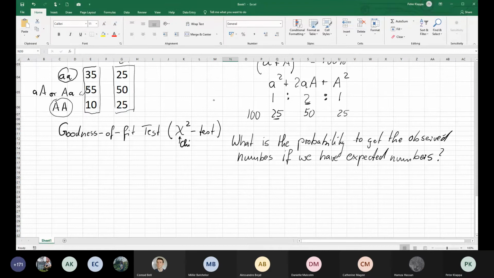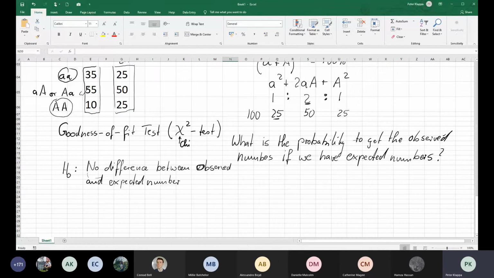First of all, we set up a null hypothesis. The null hypothesis in this case says there is no difference between observed and expected numbers other than that caused by simply sampling error.